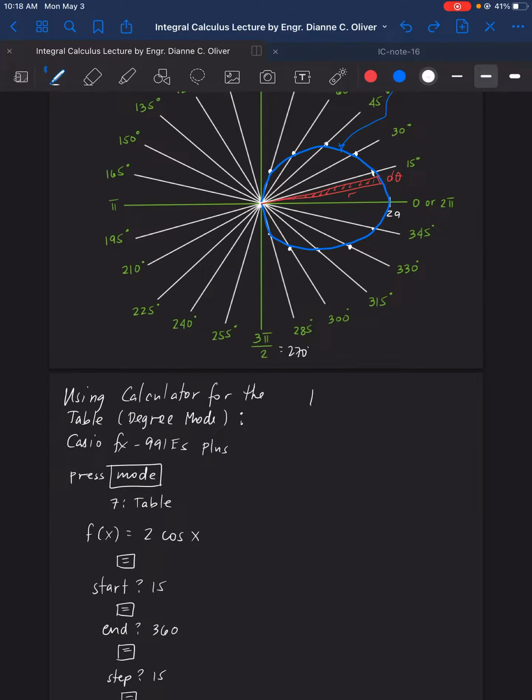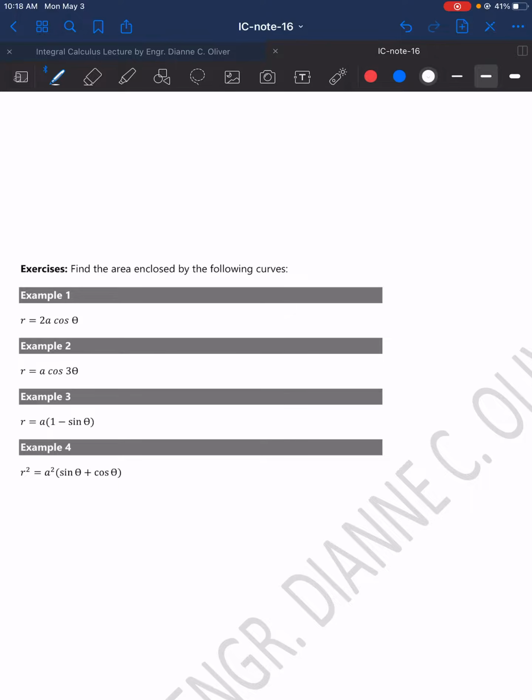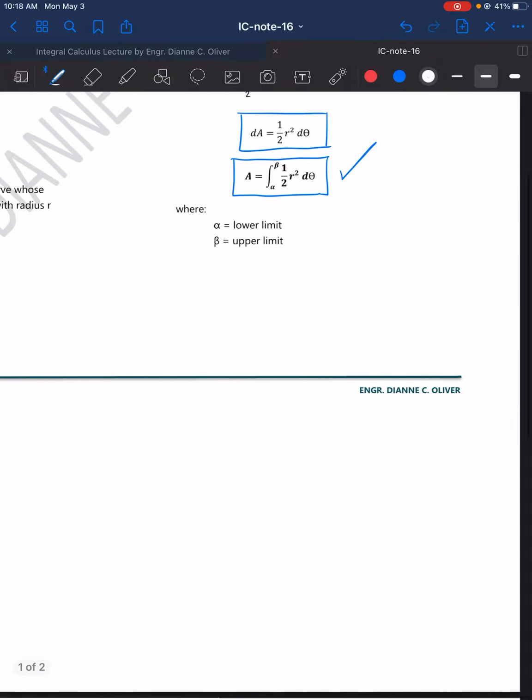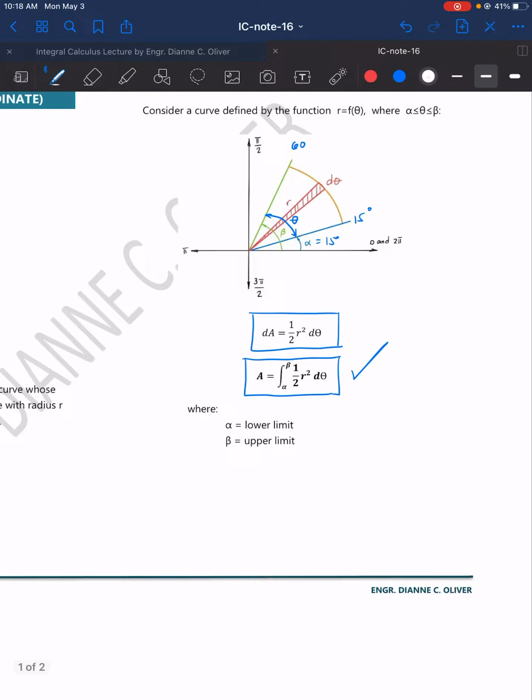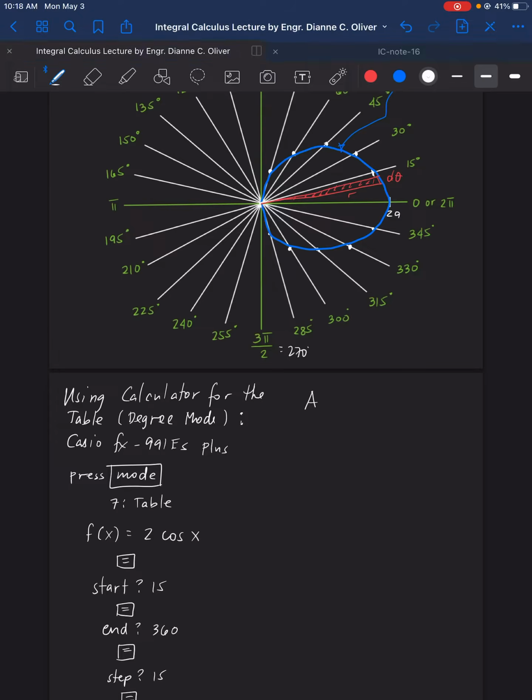Let's write first the area. The area, again, from the notes, is equal to 1/2 integral of r squared d theta from alpha to beta. So area is equal to the integral of r squared d theta, alpha to beta. Then don't forget the 1/2.